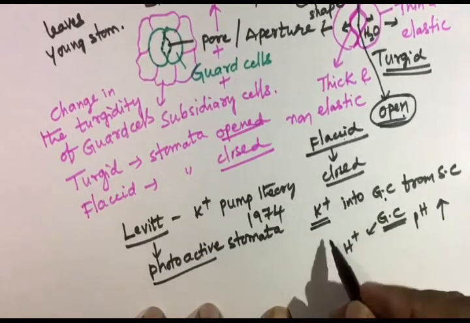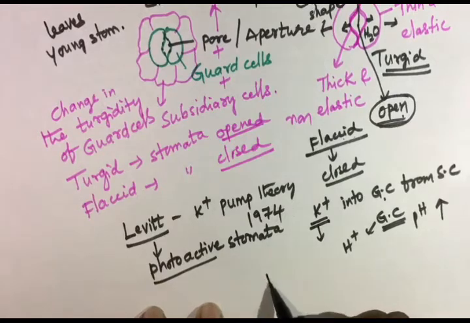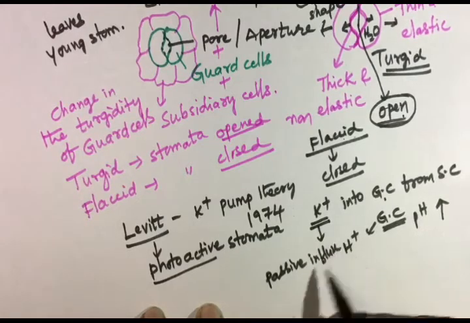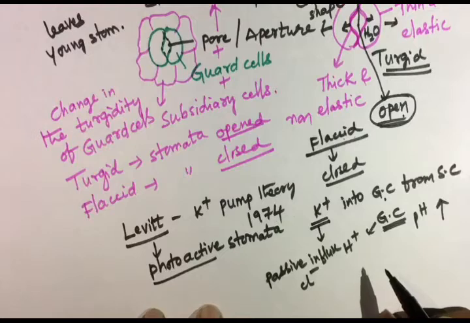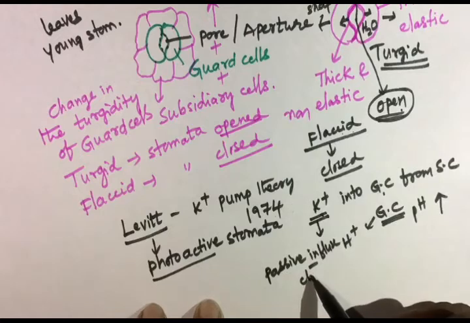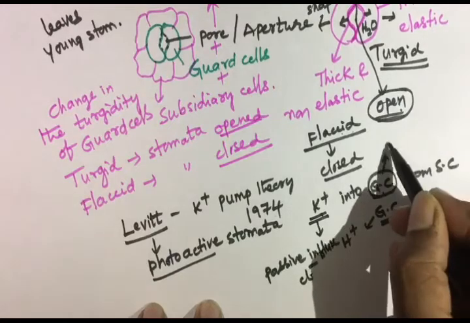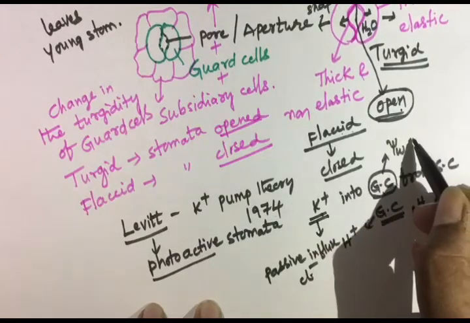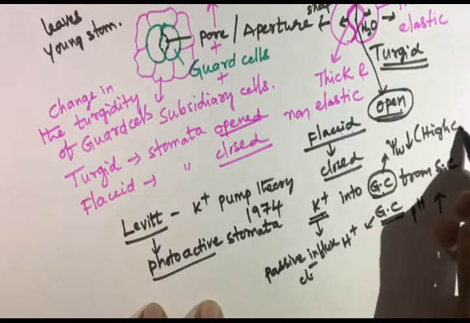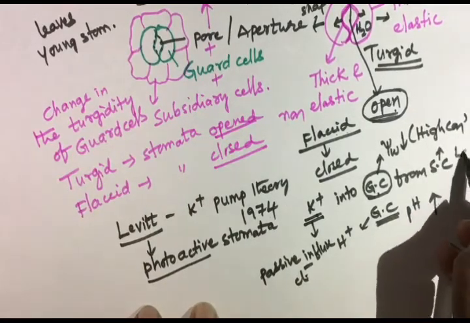After some time, the K+ ion accumulation is also associated with the passive influx of Cl- ions. So if K+ ions and Cl- ions are present within the guard cells, the water potential values of the guard cells are decreased, meaning they are in high concentration conditions, and within the subsidiary cells we have low concentration.